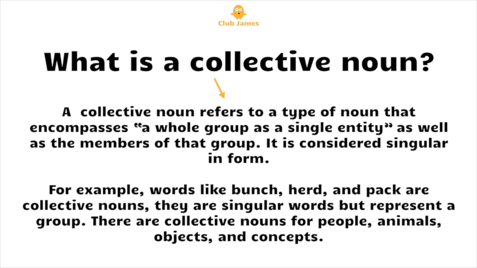What is a collective noun? A collective noun refers to a type of noun that encompasses a whole group as a single entity, as well as the members of that group. It is considered singular in form. For example, words like bunch, herd, and pack are collective nouns. They are singular words but represent a group. There are collective nouns for people, animals, objects, and concepts.